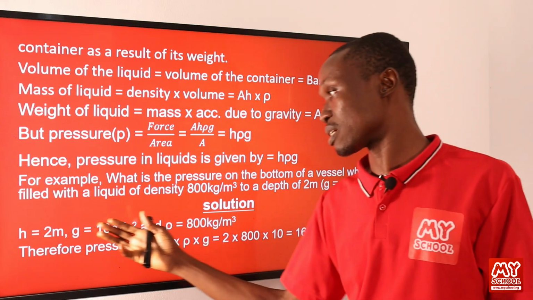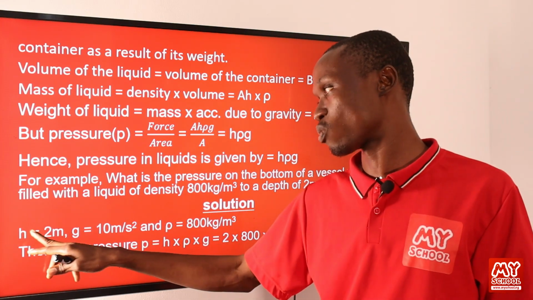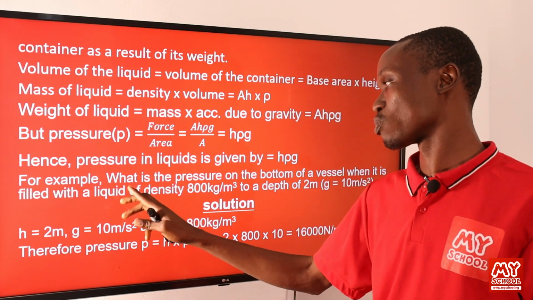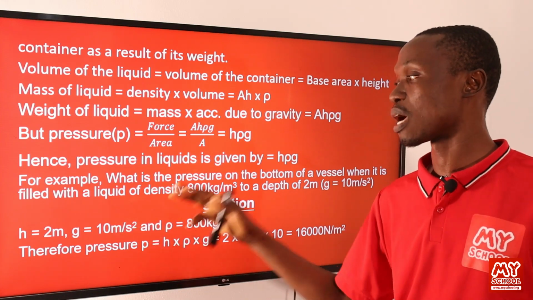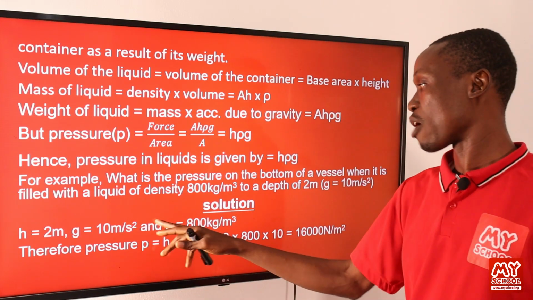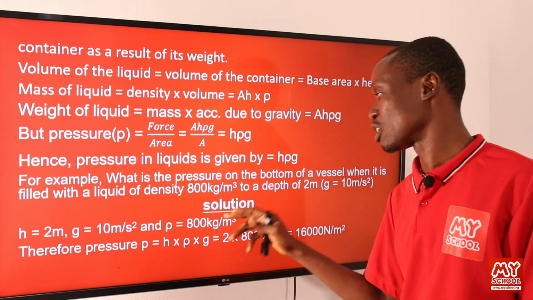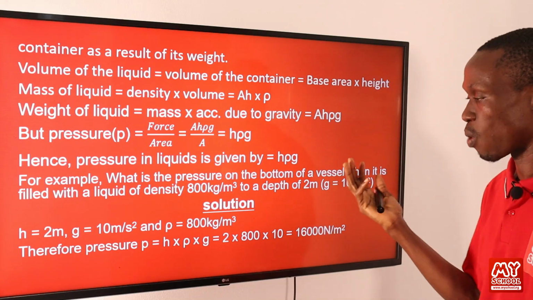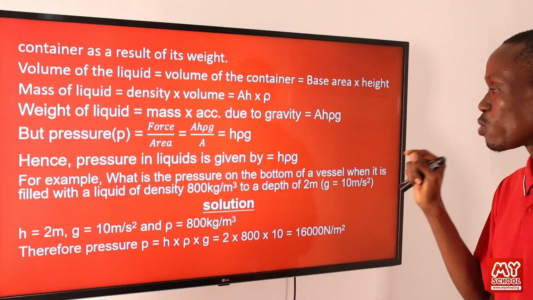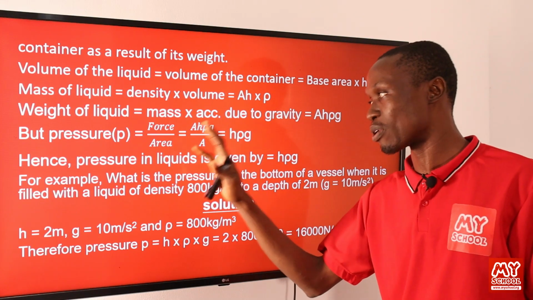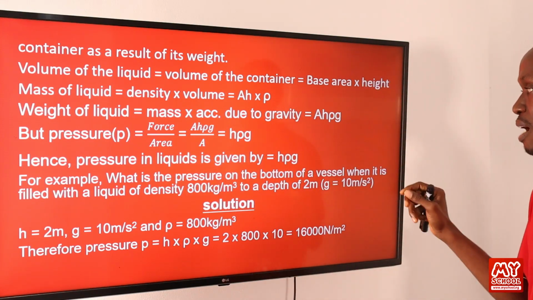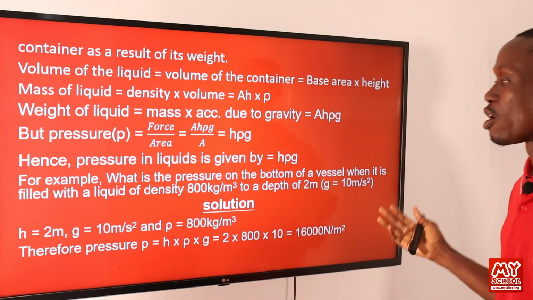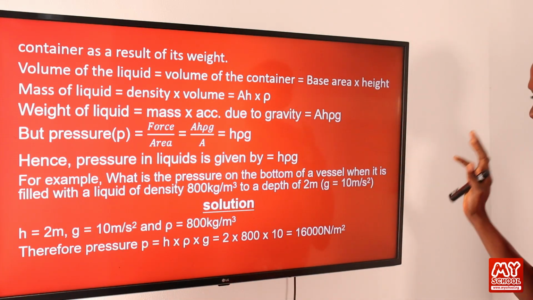Okay, so these are the parameters that are given to us in the question. h is equal to 2 meters, which represents depth, while g is equal to 10 meter per second square, which is our acceleration due to gravity, and rho is equal to 800 kilogram per meter cube, which represents our density. But our new formula for pressure is equal to depth times density times acceleration due to gravity. And these three parameters are given to us. So we can easily calculate the pressure.